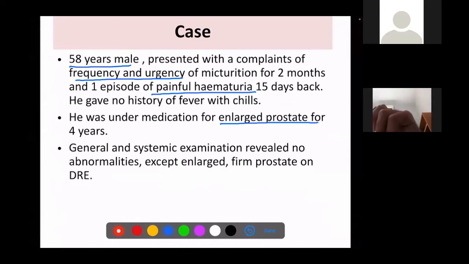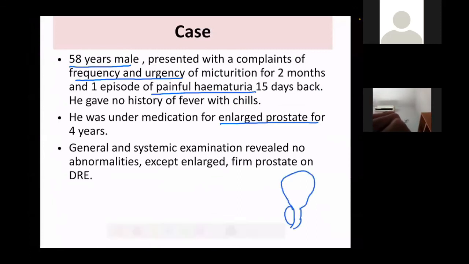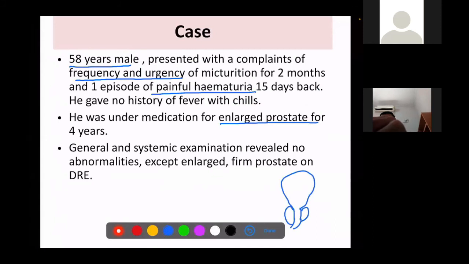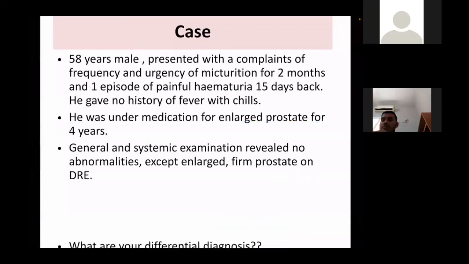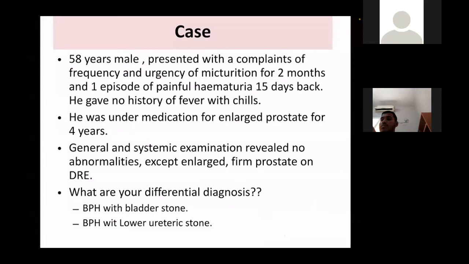So it could be two reasons. One is either a patient of BPH who has a stone in the bladder, or a stone in the lower ureter near the VUJ over here. So these two could be the possibility: a stone inside the bladder or a stone in the lower ureter with BPH, right? This could be our differential diagnosis because of these symptoms. Once I have these diagnoses in my mind, then I'll go for an investigation, right?